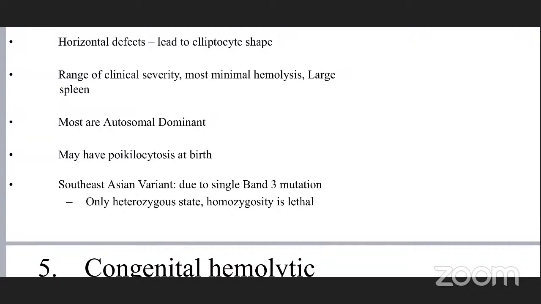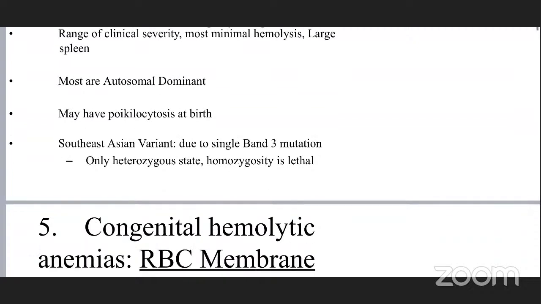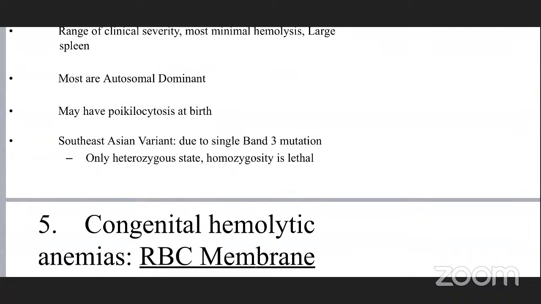You can see these ellipsocytes, and usually within the first few months there is some support with RBCs, then it spontaneously resolves and remains as ellipsocytosis, which is usually found postpartum in a newborn or in the early months of life. The Southeast Asian variant is due to a single band 3 mutation, only in the heterozygous state; homozygous is lethal. This is the Asian variant.